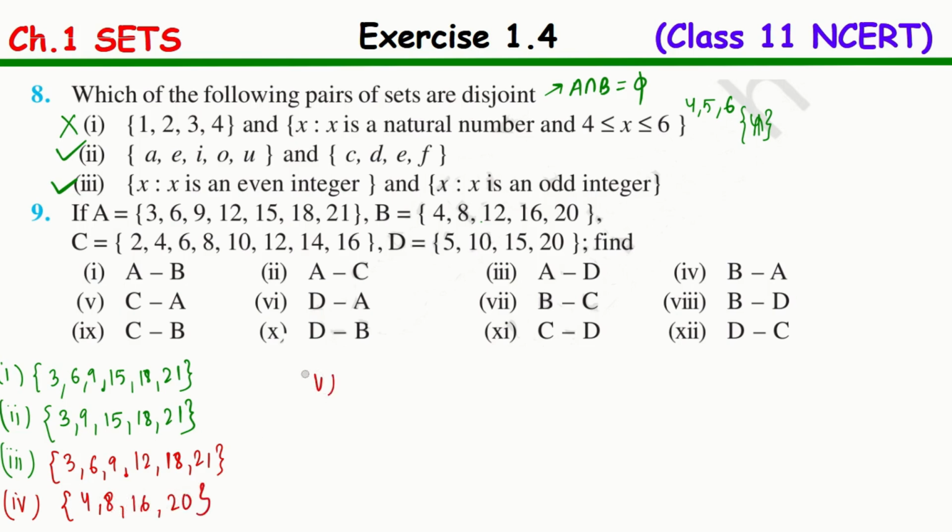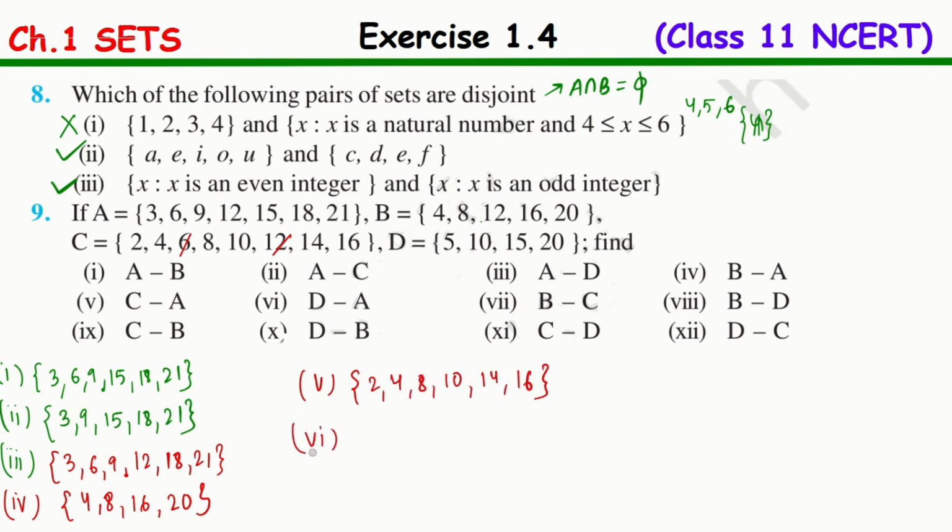Fifth part is remove A from C. So we have to remove from here 3, 6, 9, 12, 15, 18 and 21. So we are left with 2, 4, 8, 10, 14 and 16.